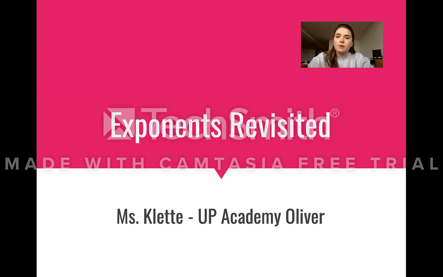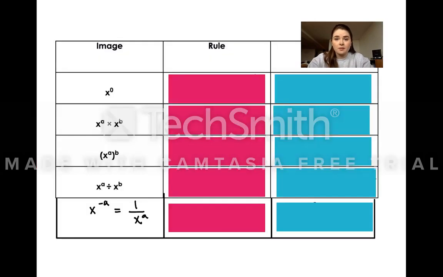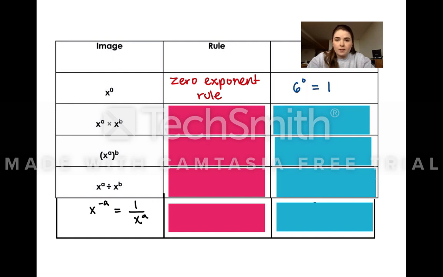We're going to go ahead and review some of our exponent laws so that we are ready to start this next unit. So the first rule that I want to go through is the zero exponent rule. With the zero exponent rule, any number taken to a power of 0 is going to be equal to 1. So for my example, I have 6 to the power of 0 is equal to 1.